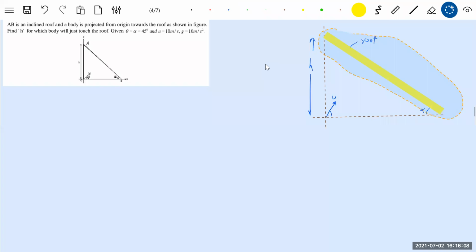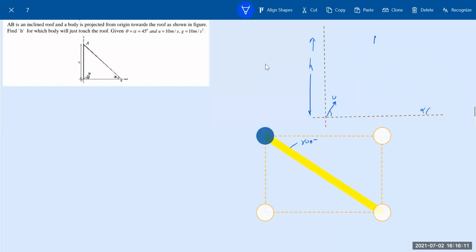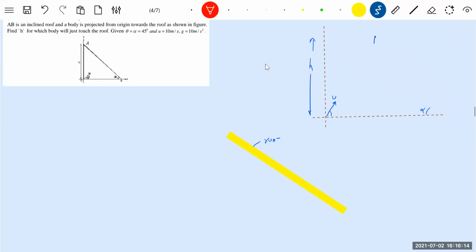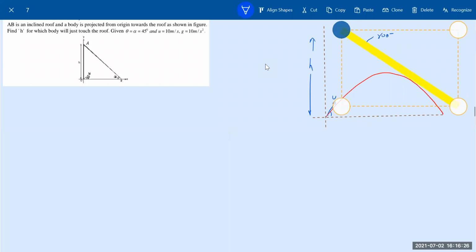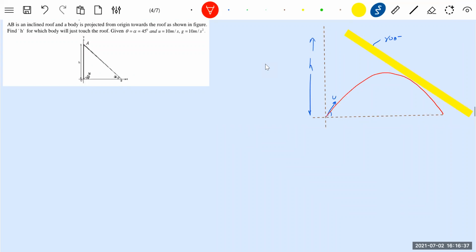We'll bring this later on. First we'll see that. So what is the condition given? The roof, somewhere at point P, here it is going to graze it. So this is the alpha. This is the angle of projection theta.